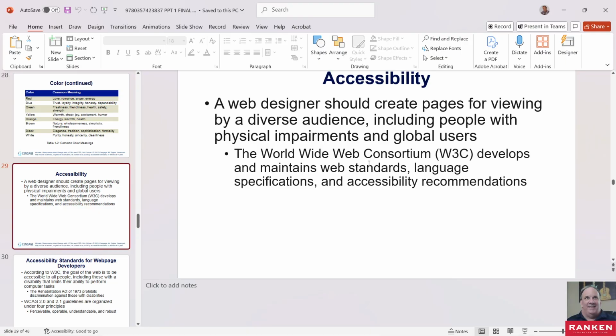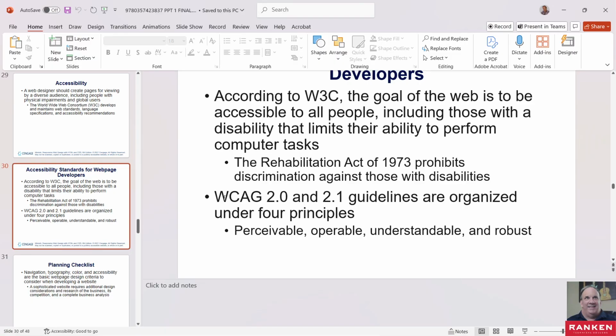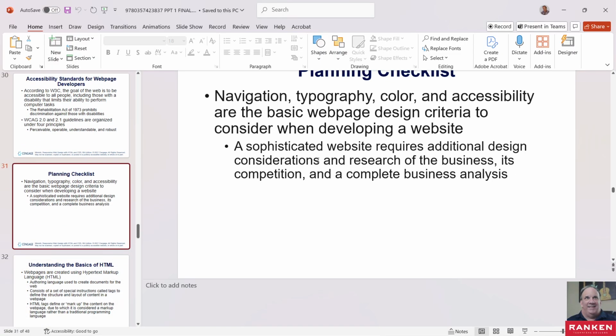The World Wide Web Consortium develops and maintains web standards, language specifications, and accessibility recommendations. So according to W3C, the goal of the web is to be accessible to all people, including those with disabilities that limit their ability to perform computer tasks. Okay. And there's the Rehabilitation Act of 1973, which prohibits discrimination against those with disabilities. And then there's also WCAG as well. Okay.